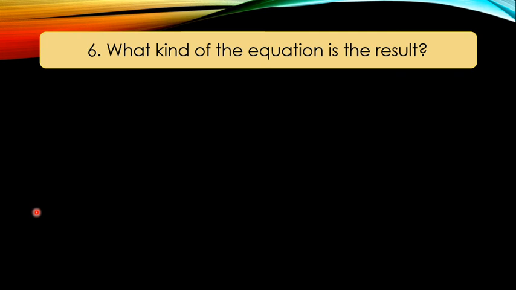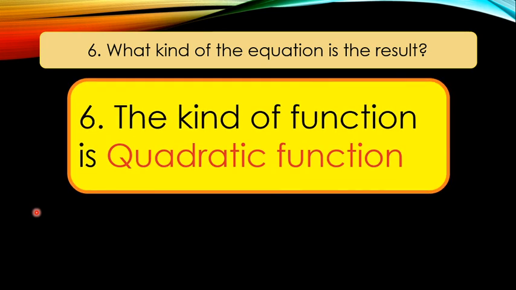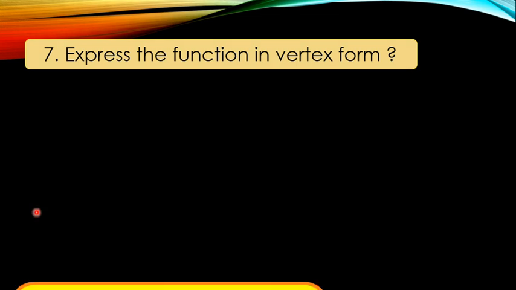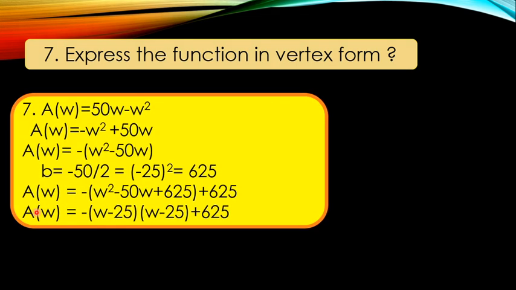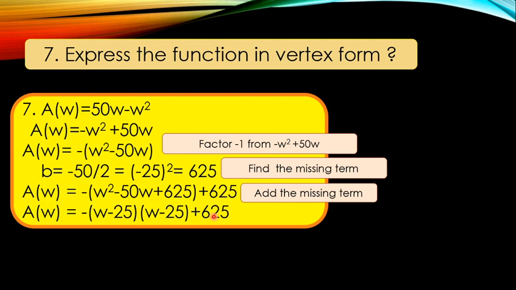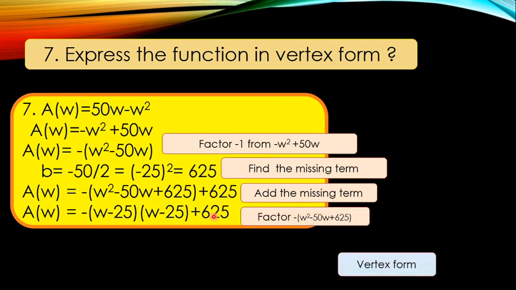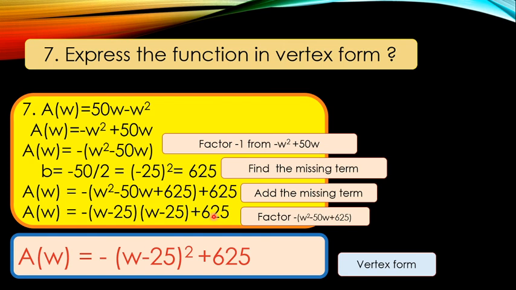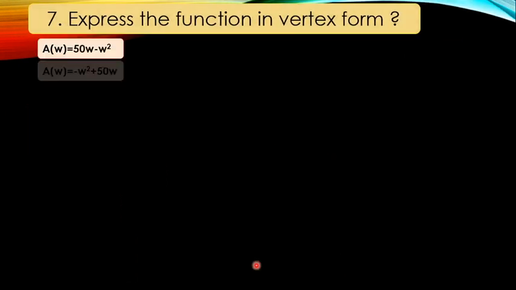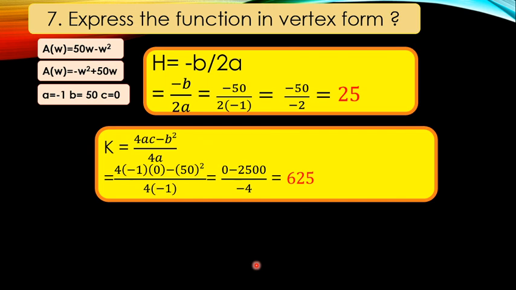Next, what kind of equation is the result? We form a quadratic function. Next, express the function in vertex form. In this method, I used the process of completing the square. And here are the steps. So, the vertex form that we form is negative times the quantity W minus 25 squared plus 625. Or you can use the formula for H and K. All you have to do is rewrite the function into standard form, then get the values of A, B, and C. A is negative 1, B is positive 50, and C is 0 because we don't have a constant here.